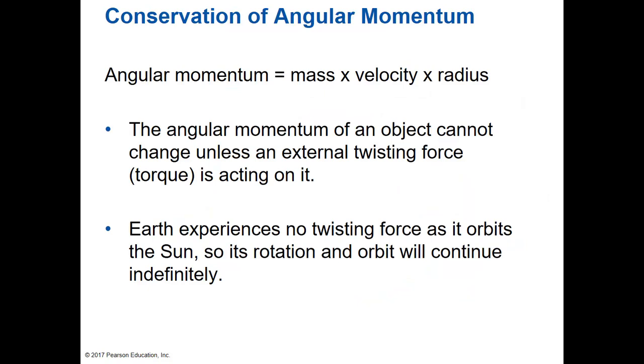So what is angular momentum? It is mass times velocity times radius. Again, as I said, nothing can change itself unless you apply some force. If an object is moving in an orbit, for example, the earth moving around the sun, it will keep moving forever and ever until some external force or torque acts on it.